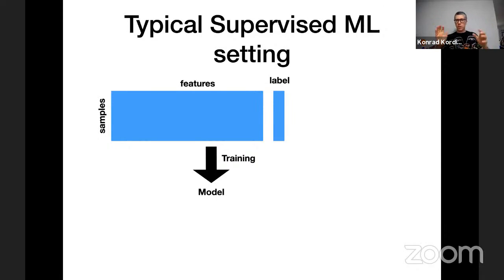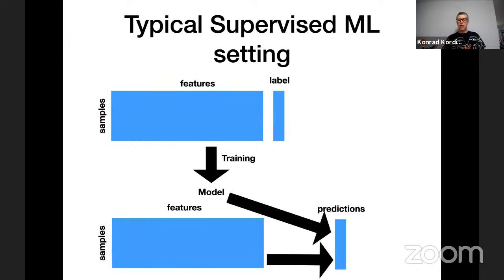So in the standard supervised setting, we just have a matrix of features by samples, and then a label where for each sample we have the ground truth. Then we train and it gives us a model. Then we take the model with new data for which we have the features, and we make predictions. This is how it looks when we apply it.